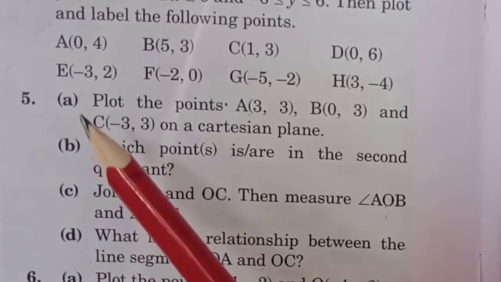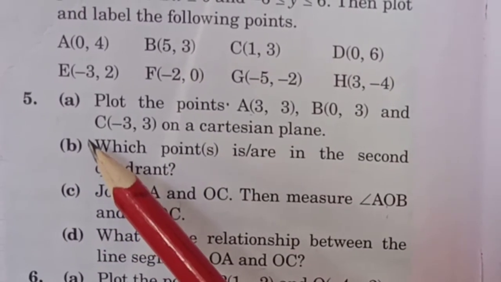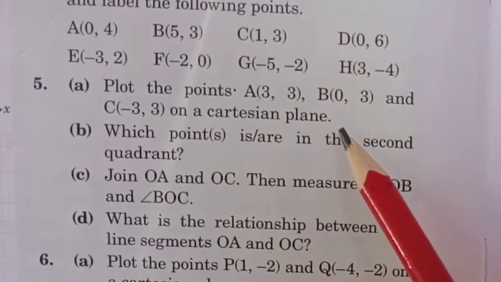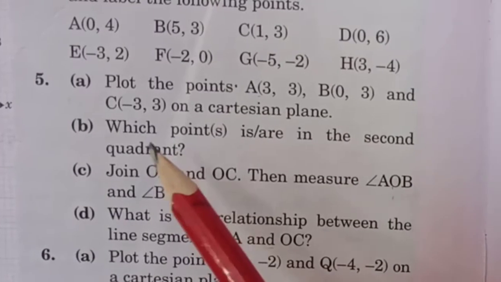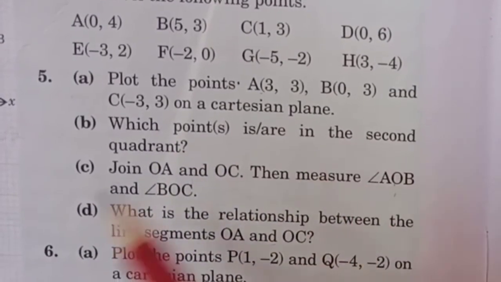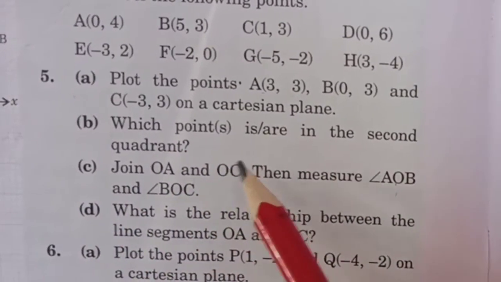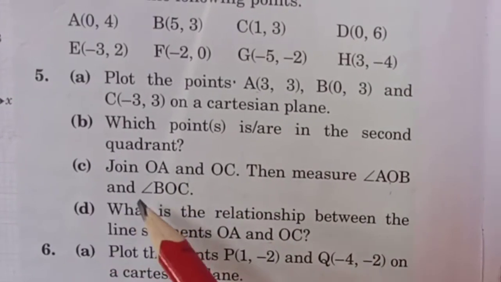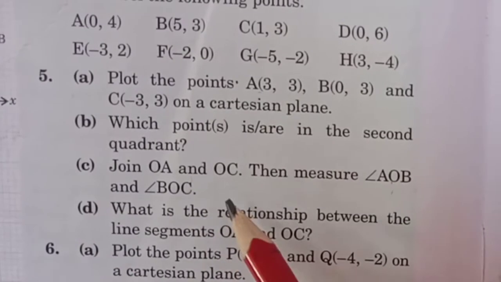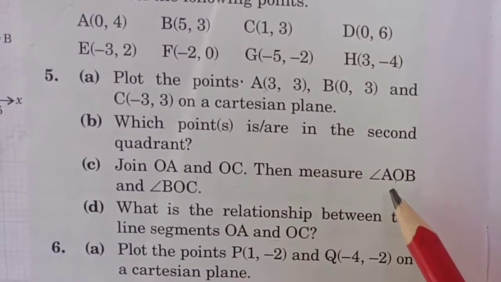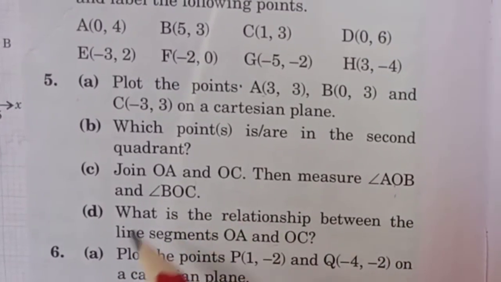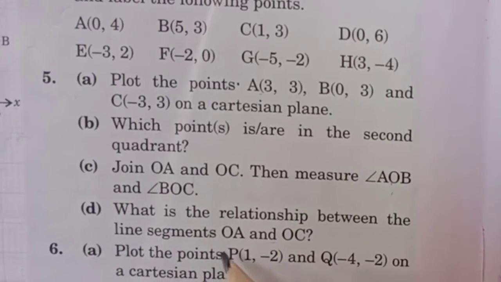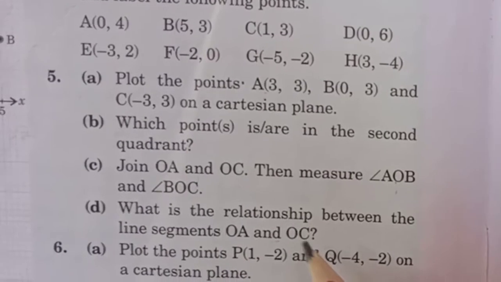Fifth problem from exercise 17.4. Option A, plot the points A (3, 3), B (0, 3) and C (-3, 3) on a Cartesian plane. Option B, which point or points are in the second quadrant? Option C, join OA and OC. Then measure angle AOB and angle BOC. Option D, what's the relationship between the line segments OA and OC?